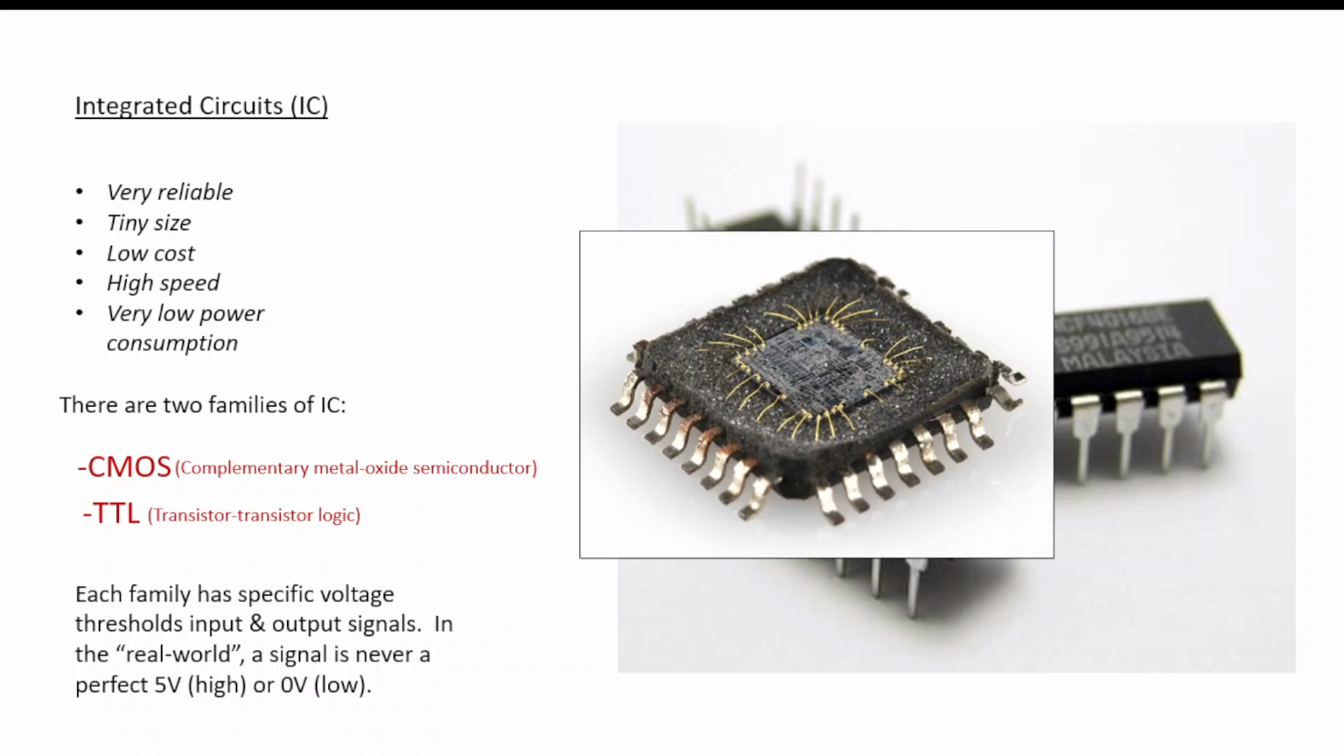And, well, the difference between these 2 families is how they operate, as in how they're triggered and manufactured, but they also have different threshold values of voltages for both inputs and outputs. In the real world, it's good to understand that a signal is never a perfect 5-volt high or a perfect 0-volt low.